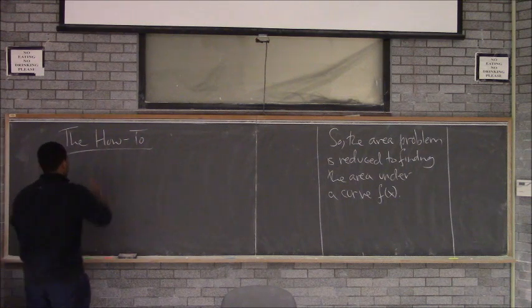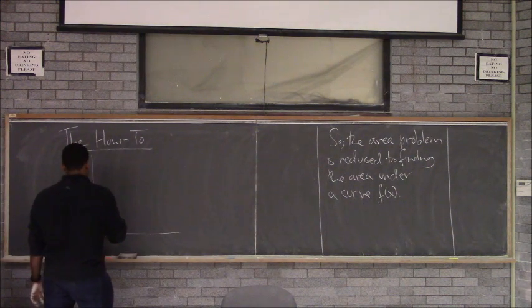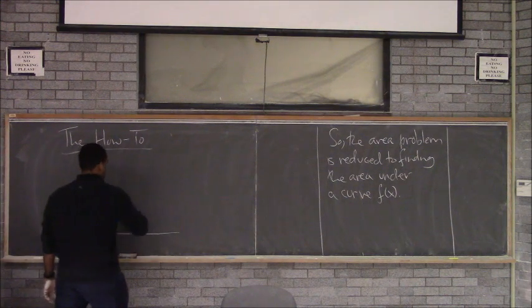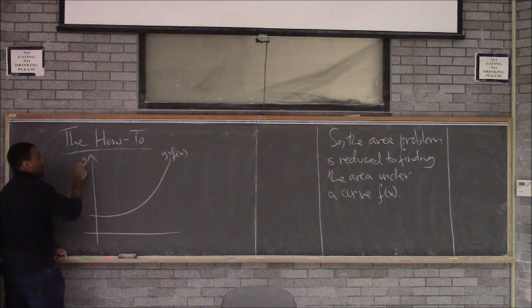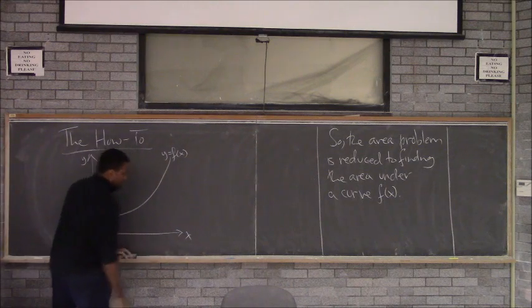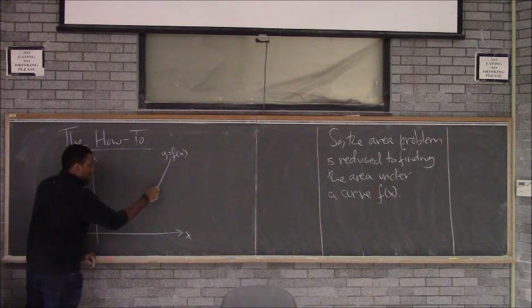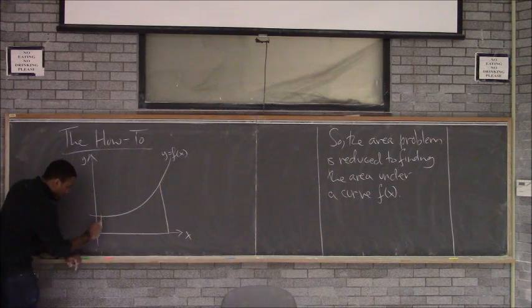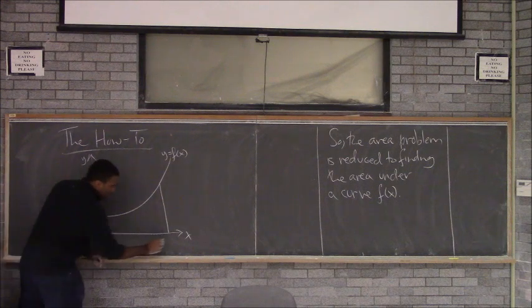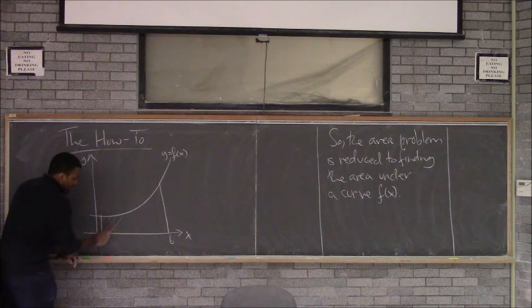How would this actually work? Now, suppose I have some function. Let's just draw a nice function. This is y equals f of x. And let's say I wanted to find the area under this curve on the interval AB. Okay? So I'm interested in this area.